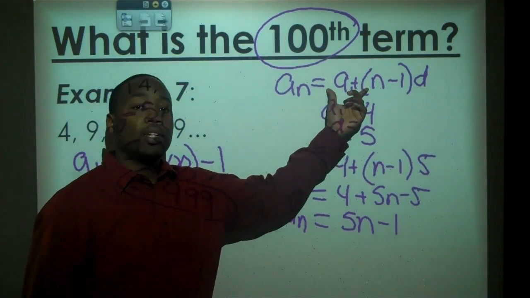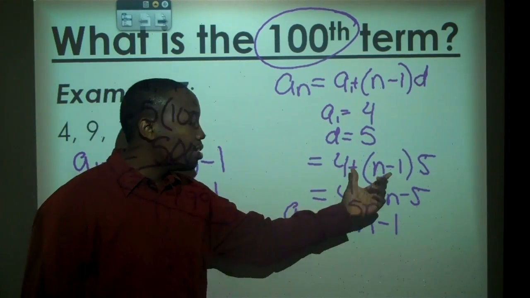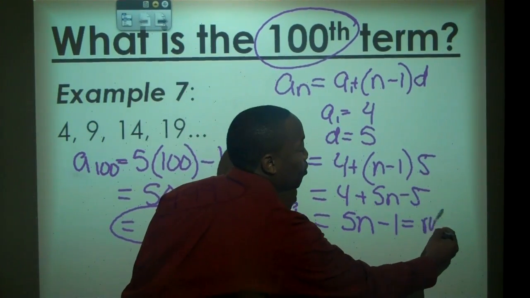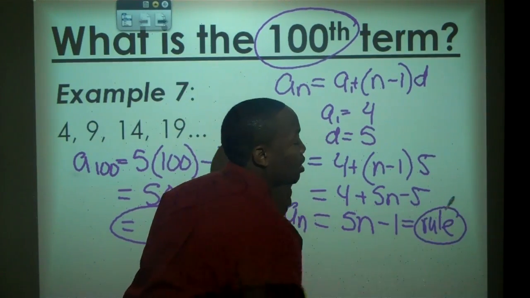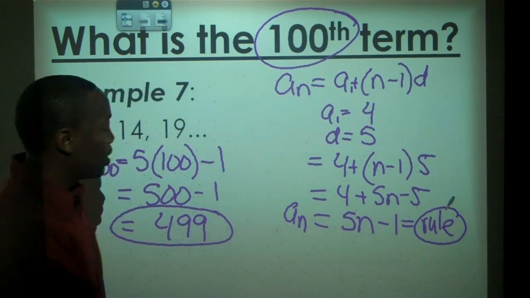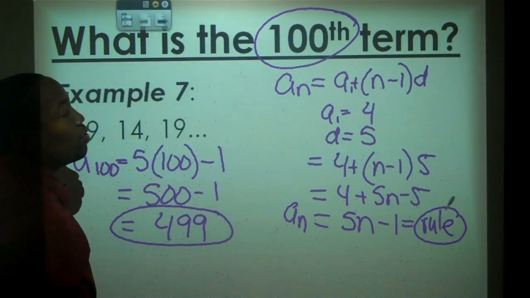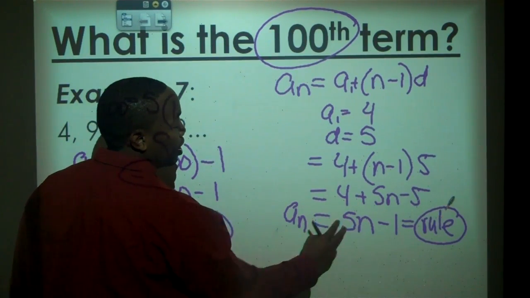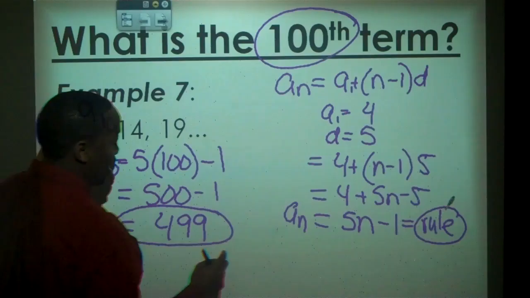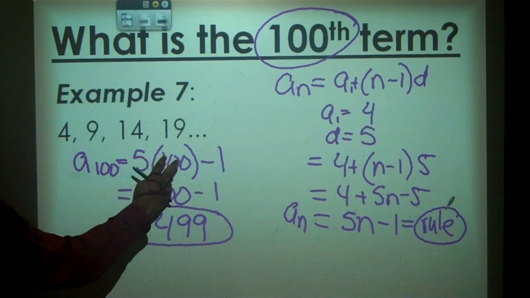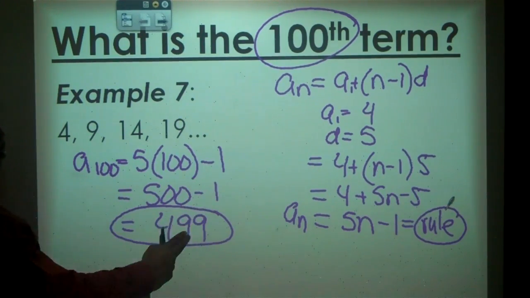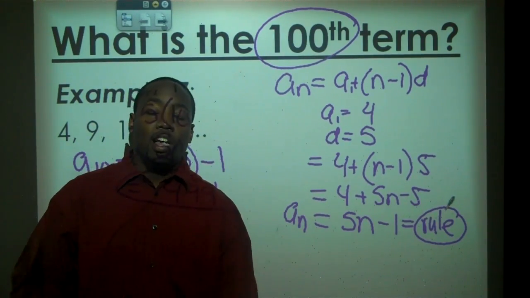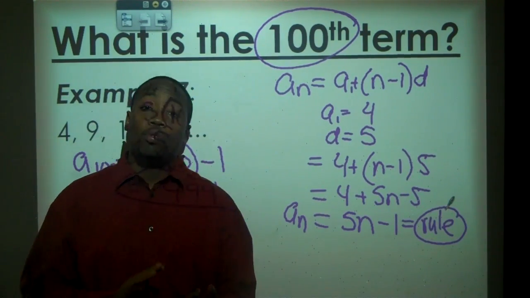I use my formula, plug in the values, simplify, and I get my rule. This is basically my rule right here, my rule to get any value. I take my rule and plug in whatever term I'm looking for. So I plug in 100 for n, and 5 times 100 gives you 500, minus 1 gives you 499. Hopefully this is real easy for you guys. This is how you find the rule.